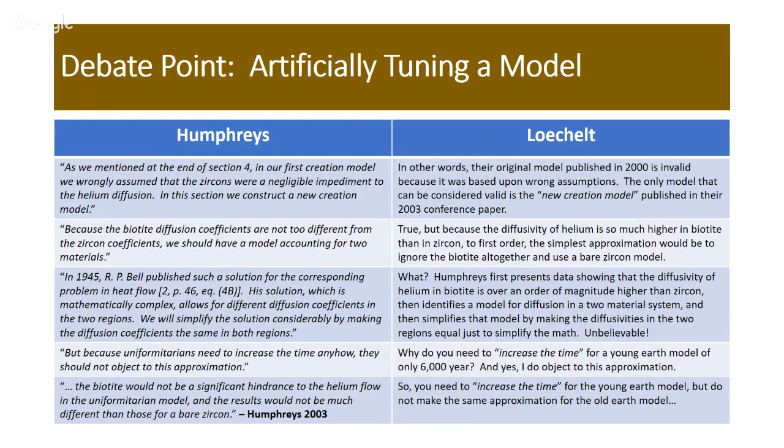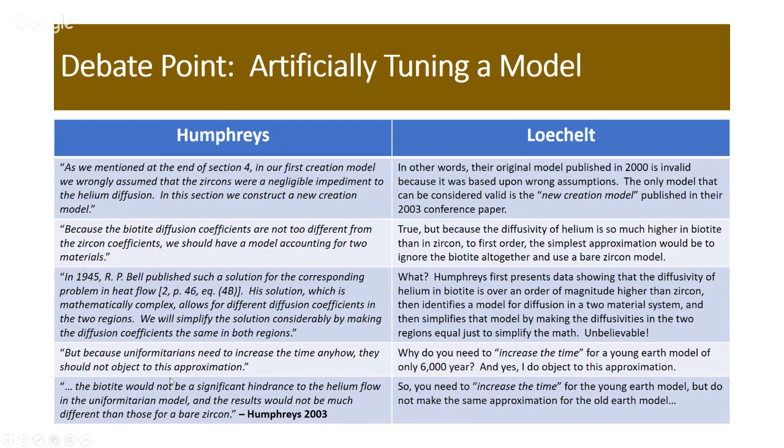He presents data showing that the diffusivity of helium in biotite is an order of magnitude higher than zircon. Then he identifies a model that's appropriate for a two material system. And then he simplifies that model by making the diffusivity in the two regions the same, which basically means you don't even need the two material model. And that's to me unbelievable, because if he's identified a model for a two material system, why not use it? Okay, it gets more interesting though.